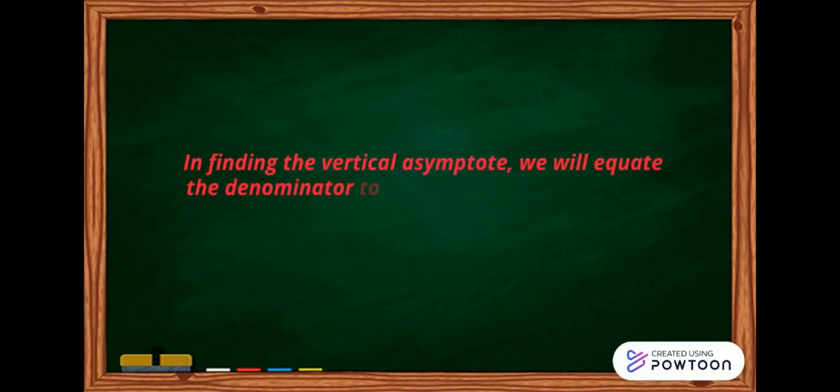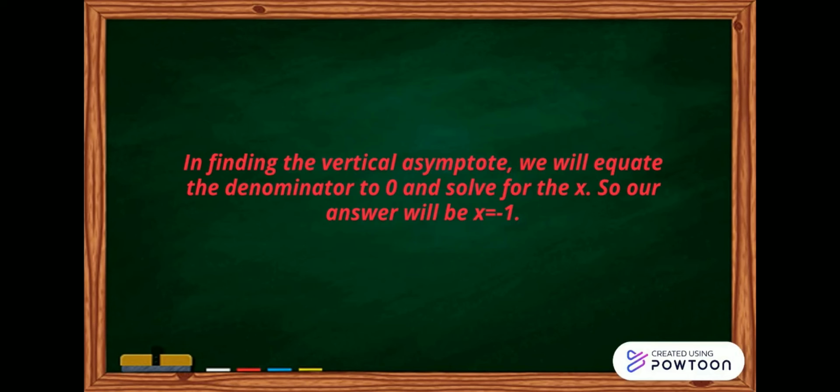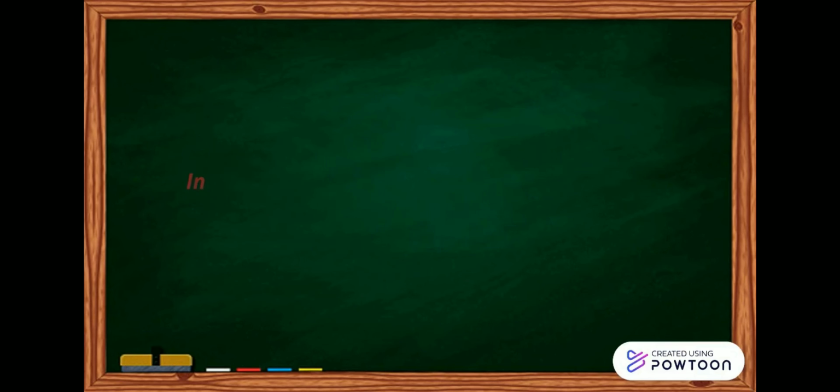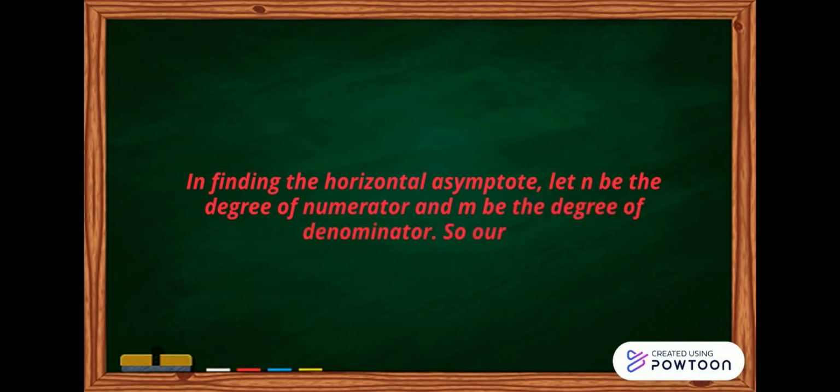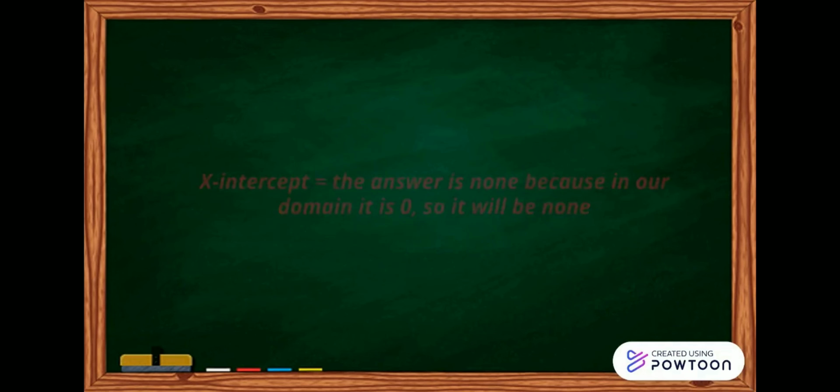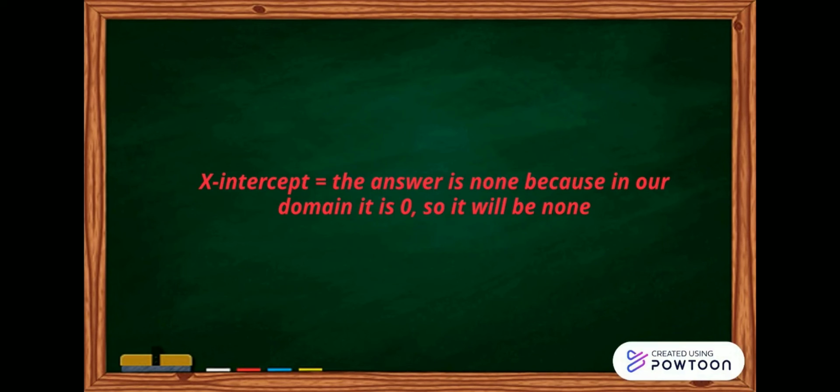In finding the vertical asymptote, we will equate the denominator to 0 and solve for x. So our answer will be x equals negative 1. In finding the horizontal asymptote, let n be the degree of the numerator and m be the degree of the denominator. So our y equals 0. For the x-intercept, the answer is none, because in our domain it is 0, so it will be none.